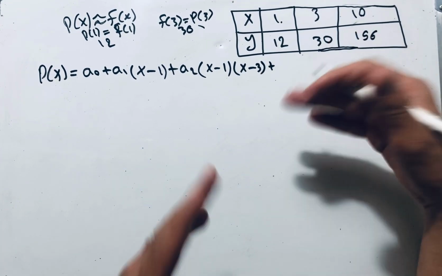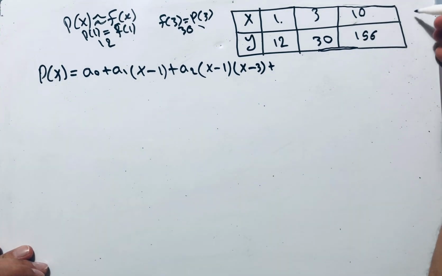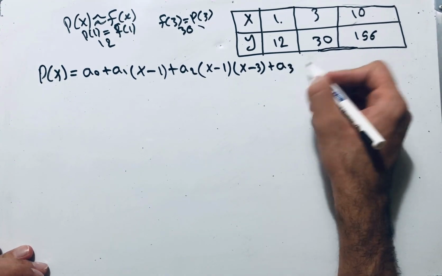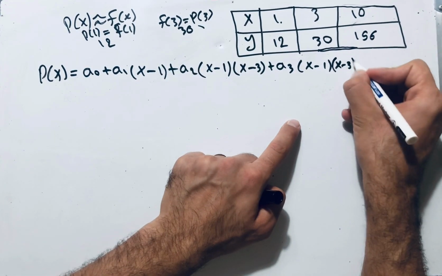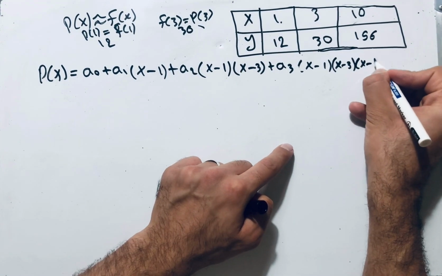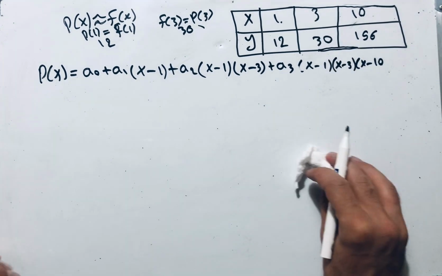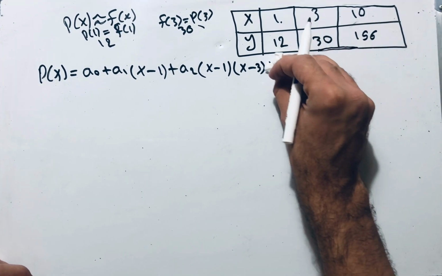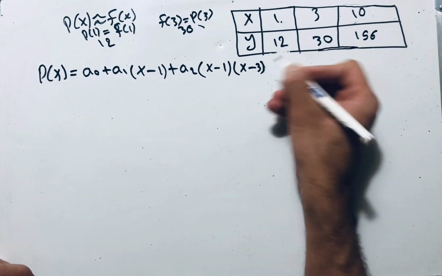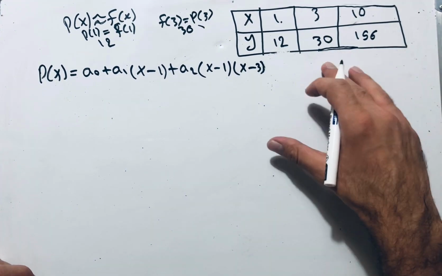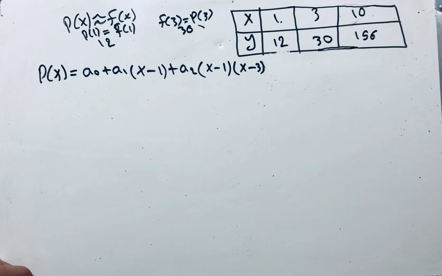If this was a larger table, with for example 4 points, you would be using a3, x minus 1, x minus 3, and then x minus 10. But since we have only 3 points, we're going to get a polynomial of degree 2 at most. So we're going to stop here. But if you wanted to do it for more points, that's how you construct the polynomial.